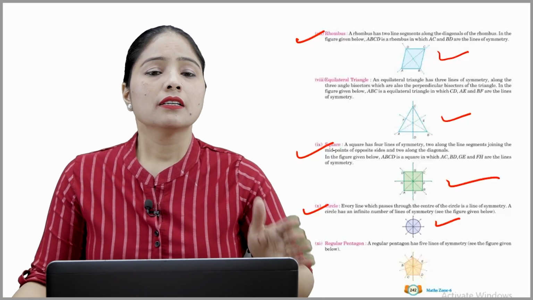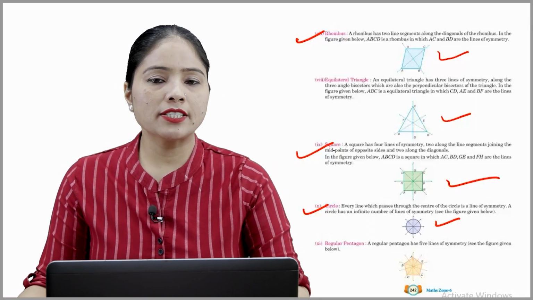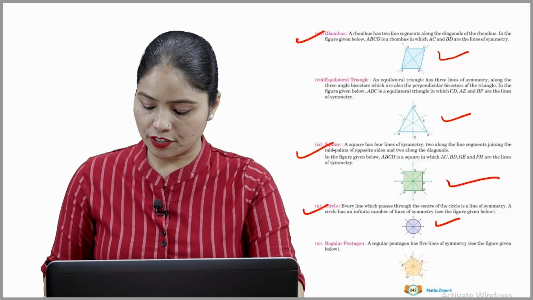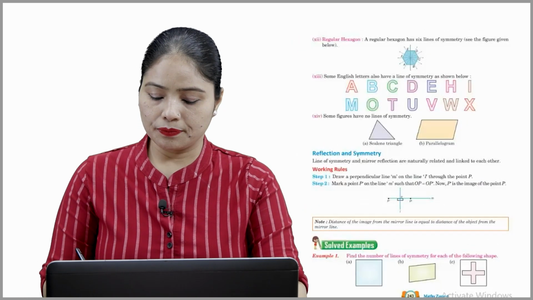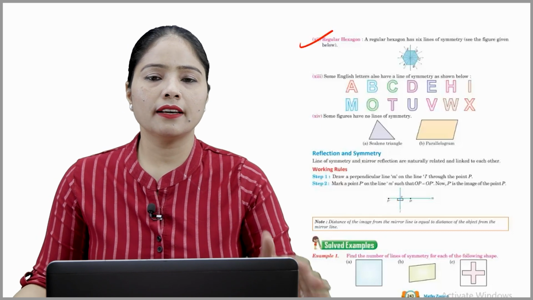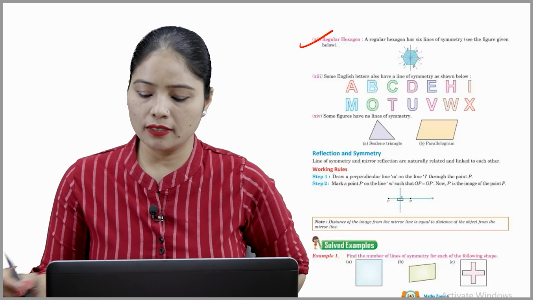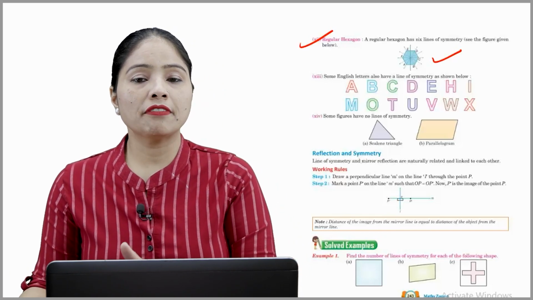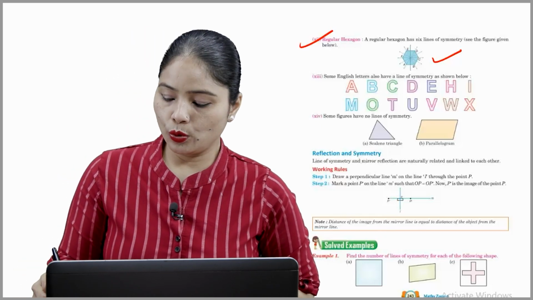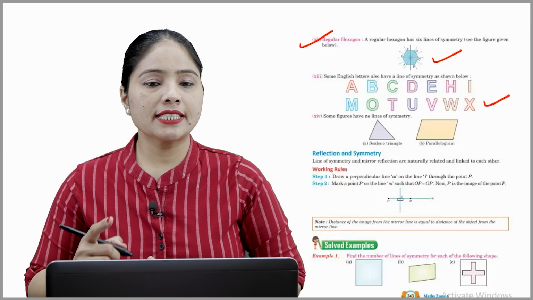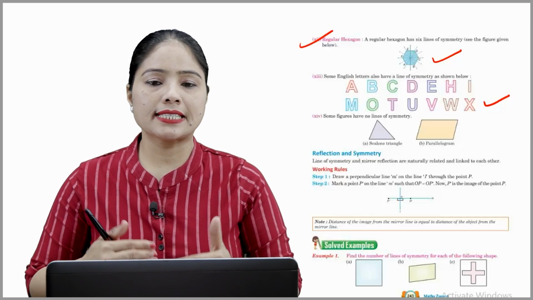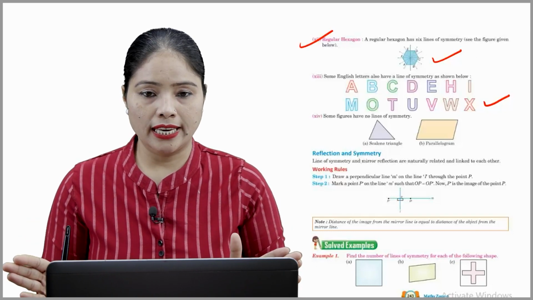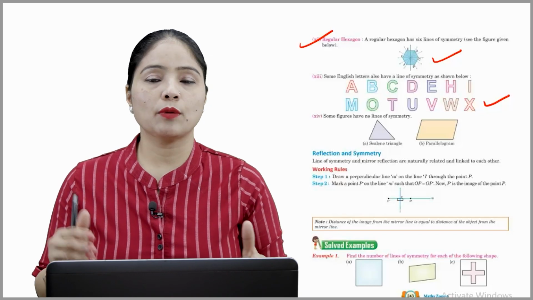After that comes our regular pentagon. A regular pentagon has 5 lines of symmetry. See the figures given below like that way beta. So next, regular hexagon. A regular hexagon has 6 lines of symmetry like this. After that, some English letters also have a line of symmetry as shown below. Okay, like this way. And after that, some figures have no lines of symmetry, meaning scalene triangles and parallelograms cannot have lines of symmetry. So I hope you understood the whole concept of symmetry lines.